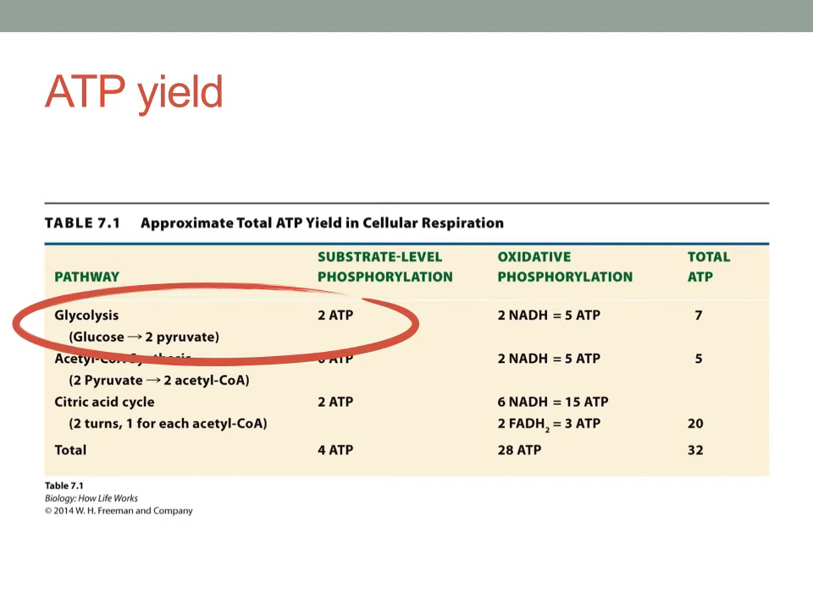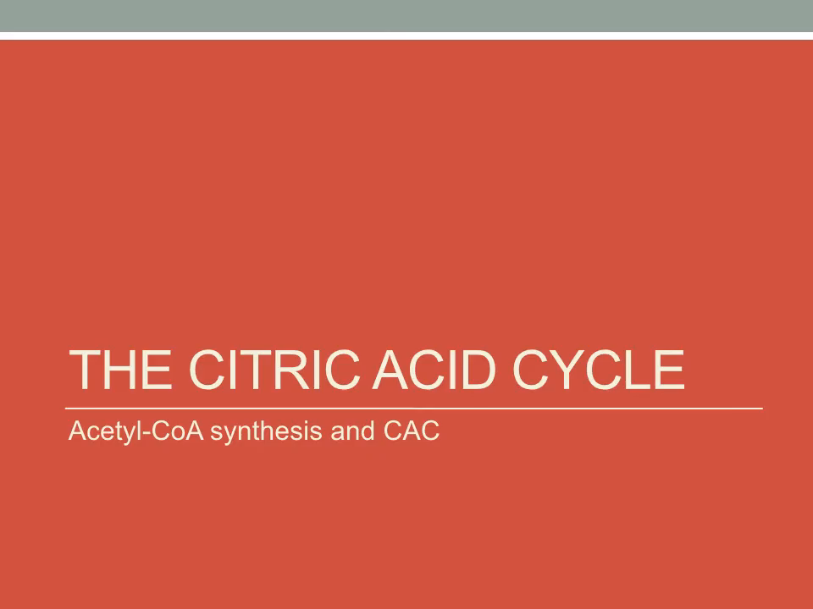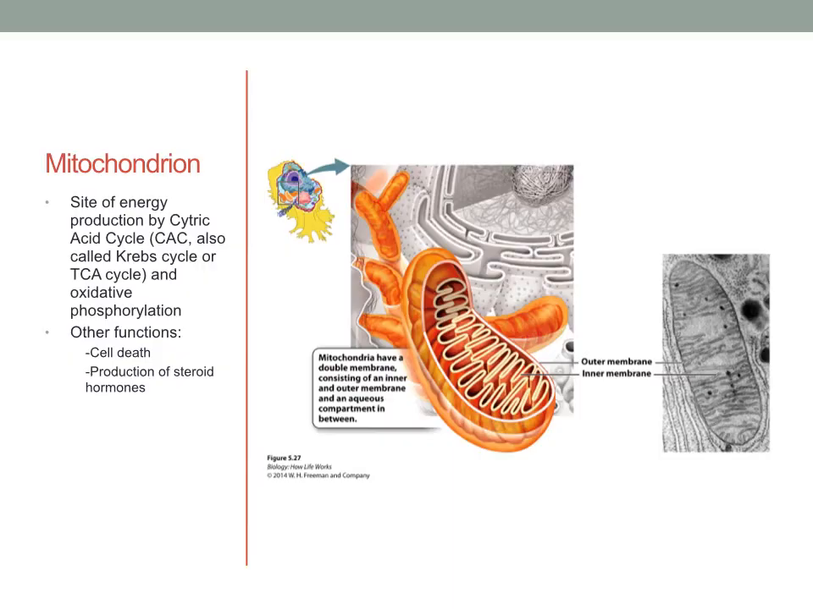So let's now have a look on the fate of pyruvate. How can we further extract energy from this 3-carbon molecule? This will happen by the citric acid cycle, and this will first occur with the synthesis of acetyl-CoA and then acetyl-CoA entering into the citric acid cycle. Where does this occur? It occurs in the mitochondrion. Mitochondrion is the site of energy production by the citric acid cycle.